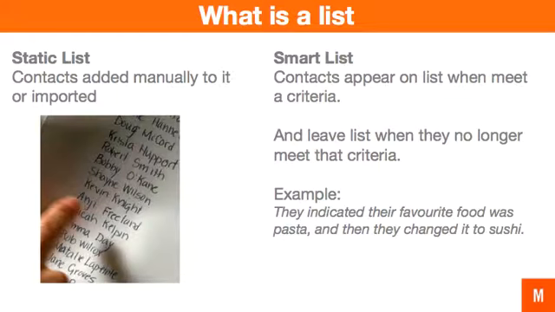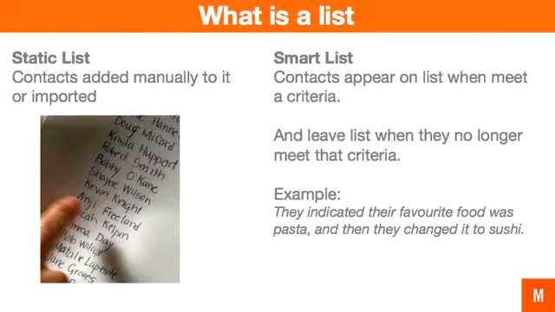The second type of list is a smart list. So a contact in your database would appear on that list when it meets a certain criteria, but it would also be removed from that list when it no longer meets that criteria. The example I've used here is you might have asked your customers, what is your favorite food? Somebody said pasta, and you have a list called pasta lovers, and then they go and change their favorite food one day to say they actually love sushi, and they're going to automatically go away from the list called pasta lovers, and they're going to appear in the sushi lovers list.